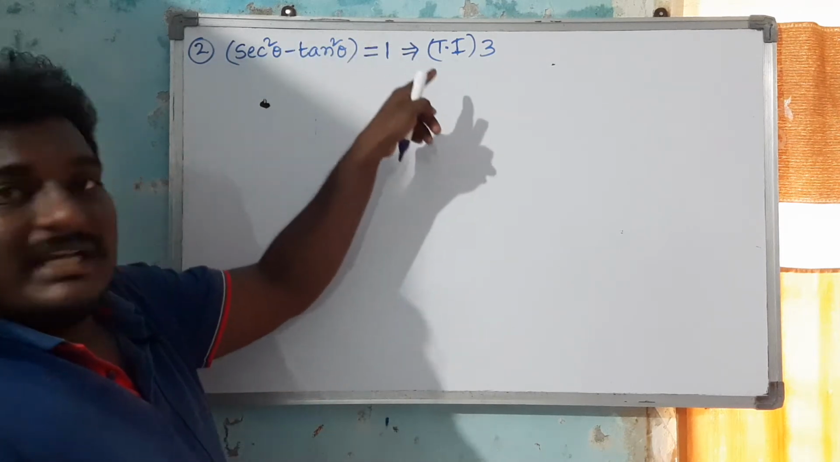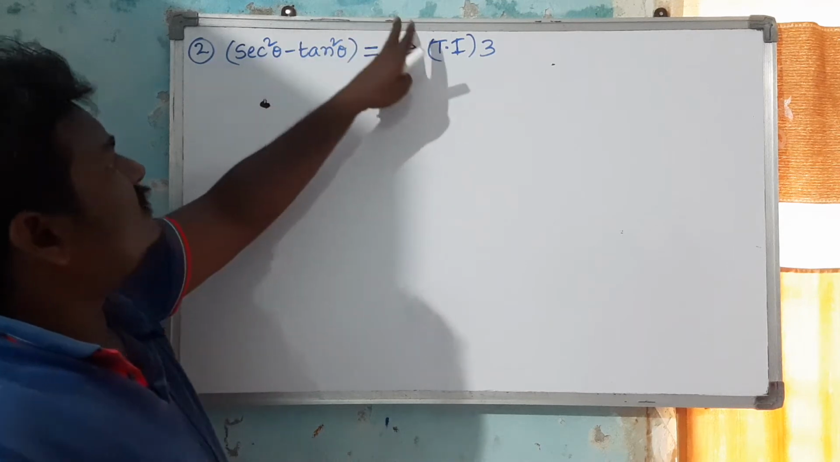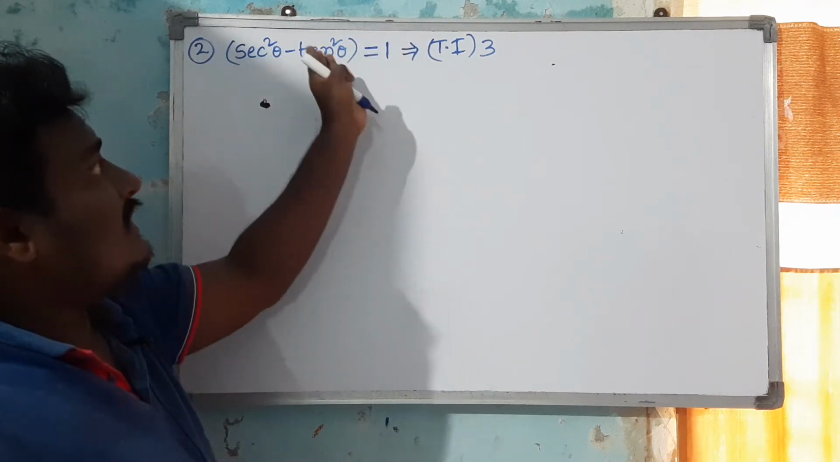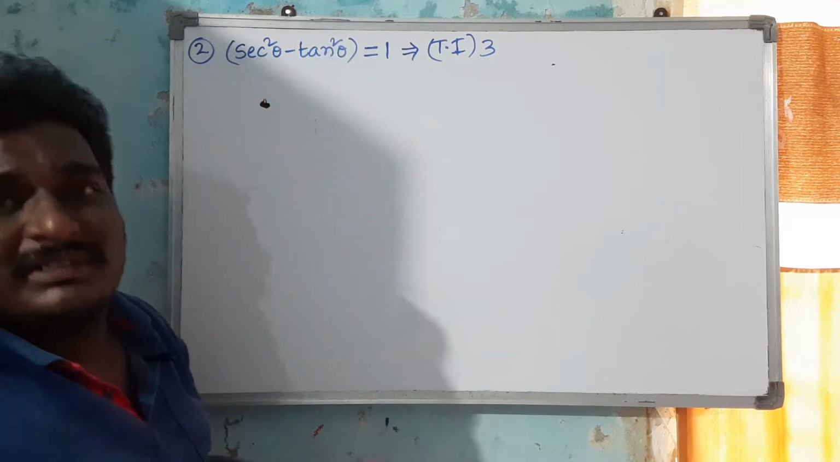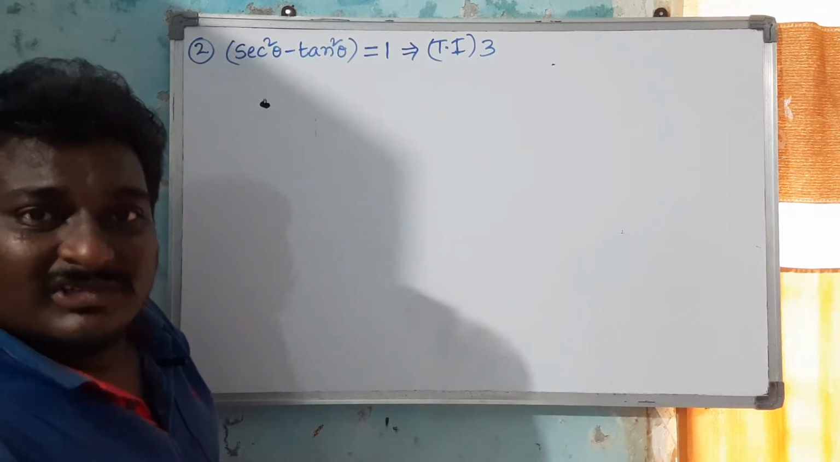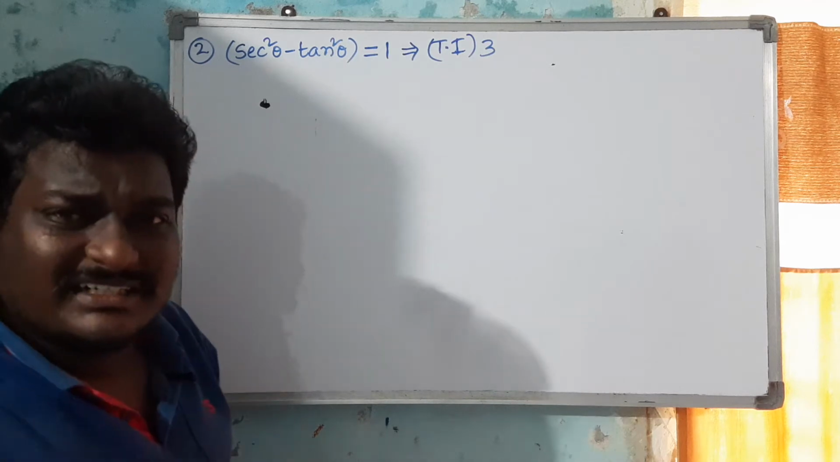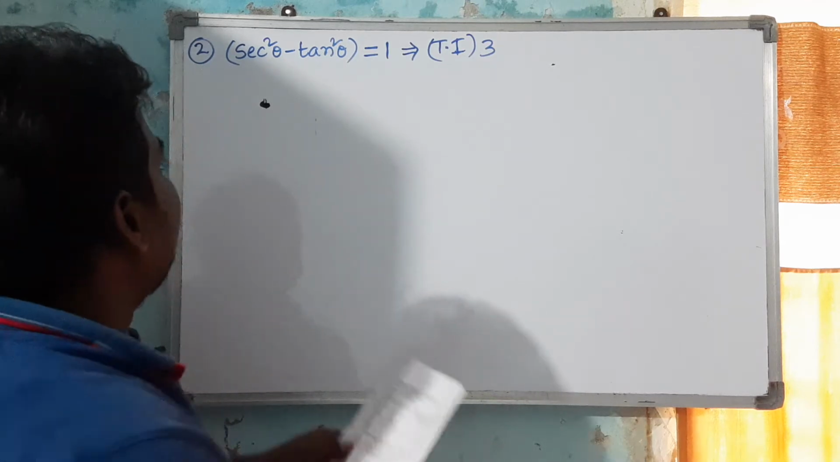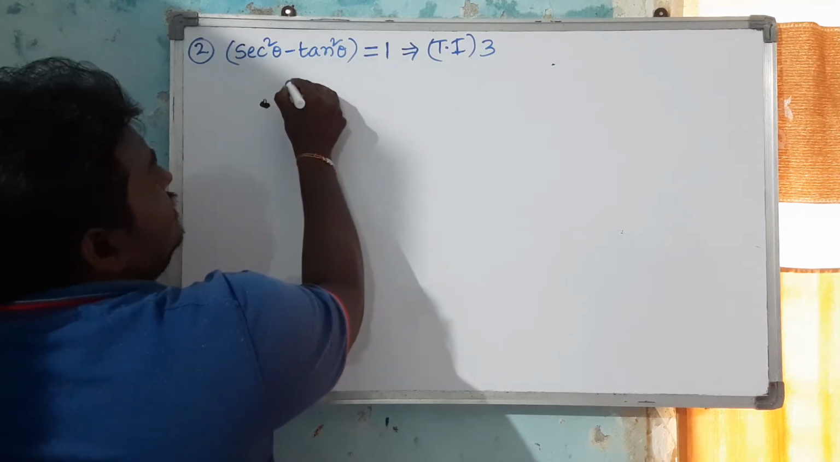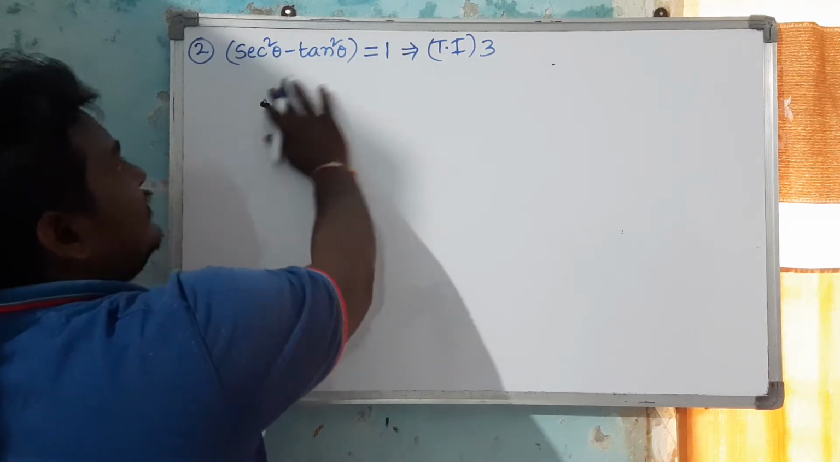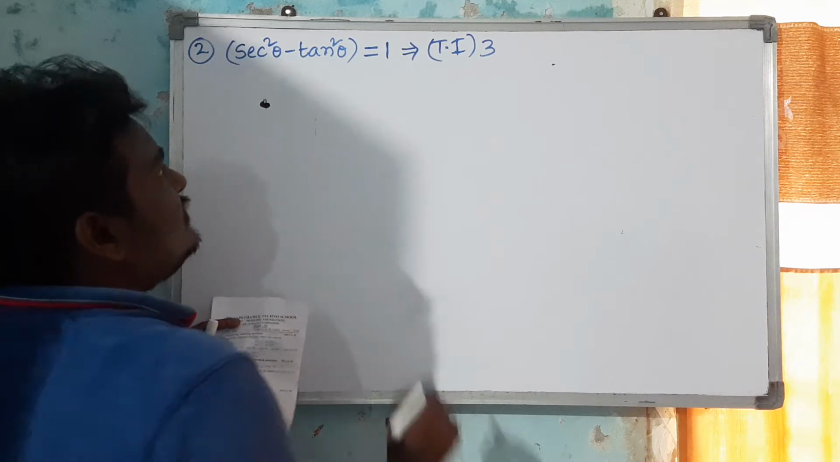Move this side, move that side. That's it. If you move secant square theta that side, what will happen? If you move tan square theta that side, what will happen? If you move 1 this side, what will happen? That's only what I am asking. Nobody has written. First of all, move tan square theta this side.